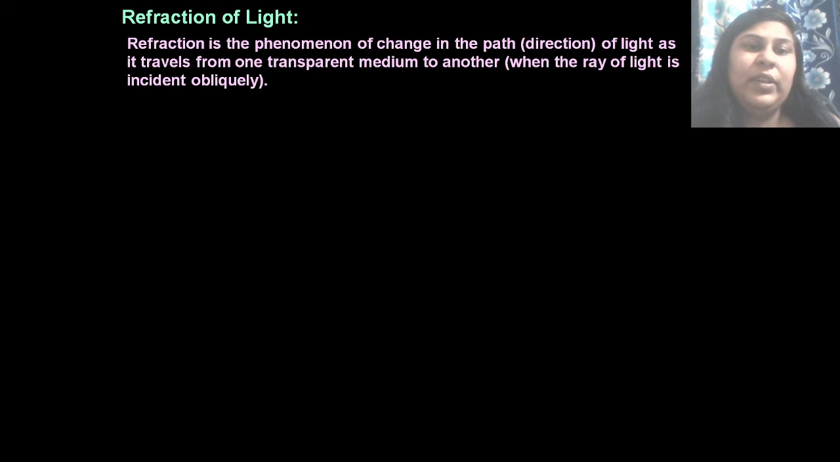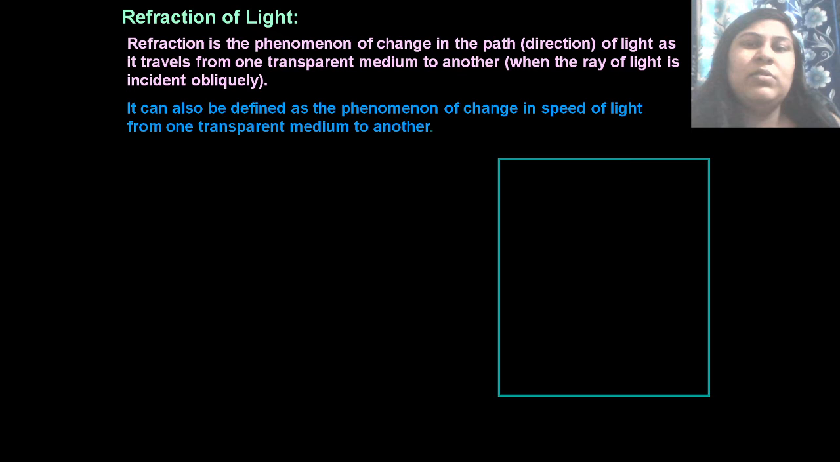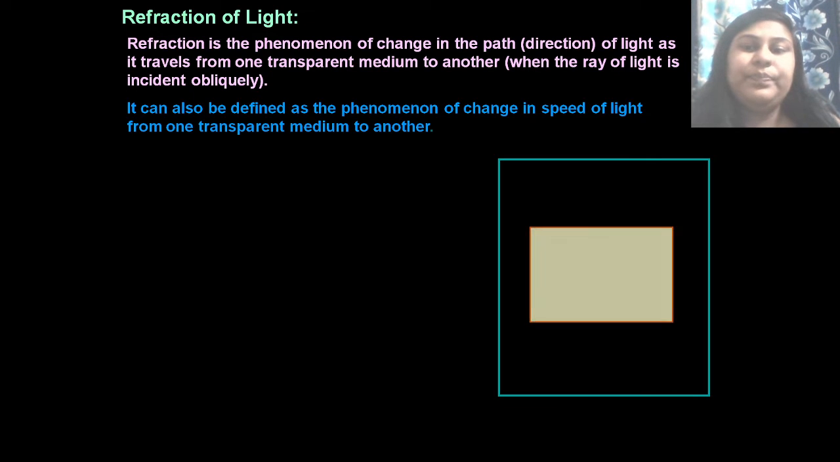Refraction of light means the change in the direction of the path of light when it passes from one transparent medium to another transparent medium. So refraction is the phenomenon of change in path of the light as it travels from one transparent medium to another. Or we can say that the change in the speed of light when passing from one transparent medium to another is also known as refraction of light.